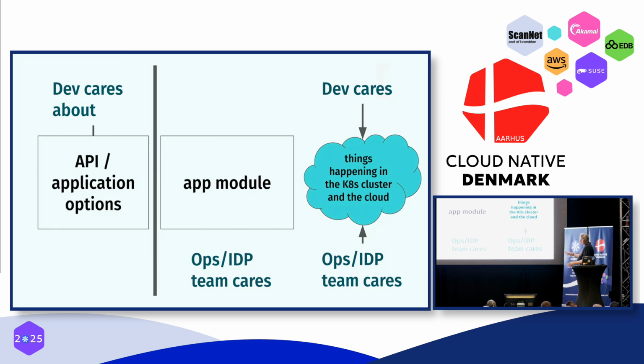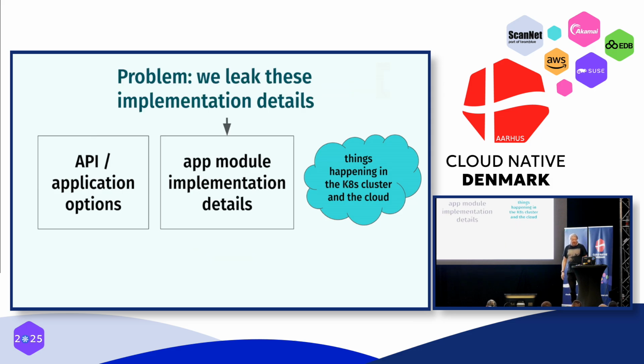And at least in our environment, we still are interested in the stuff that is happening inside our clusters and in the cloud. The developers do care about that, even if they don't understand all of the nuance of that, but also, of course, the ops team cares about it. So we don't want to hide all that either. But the problem is that we leak these implementation details of the app module. Or you could say we spit them with a garden hose to their faces.